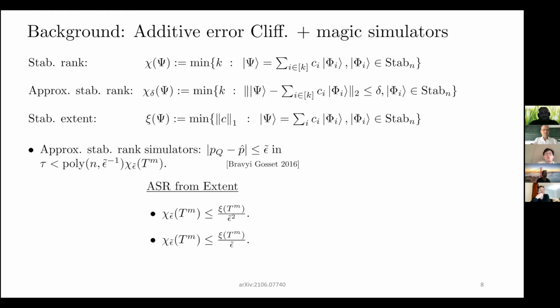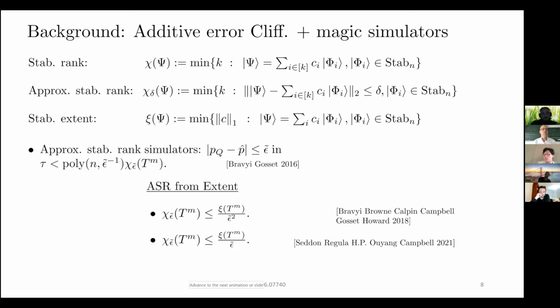Okay, so another reason to talk about the stabilizer extent is that the approximate stabilizer rank can be upper bounded using the stabilizer extent. This first upper bound, that says the approximate stabilizer rank is less than the stabilizer extent times a quadratic in the inverse epsilon, was given in this Bravyi et al. paper. And then later we improved this to a linear behavior in inverse epsilon and a linear behavior in the stabilizer extent in this paper here.